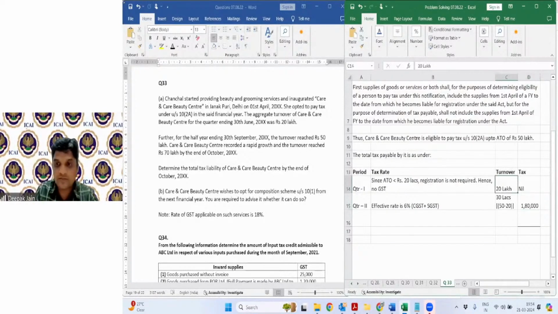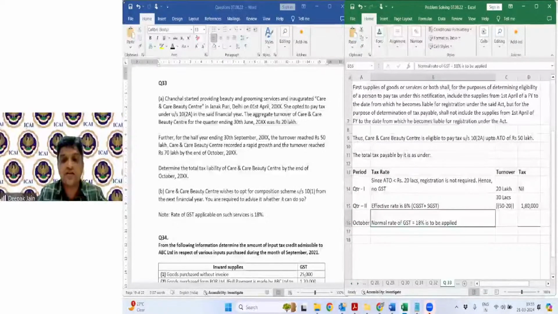1,80,000. Then October. September हो गया अभी. October एक ही महीने में 70 lakhs reach हो गया. अब 50 lakhs cross हो जाएगा, right? So then on the differential, she will have to convert into regular scheme and pay GST at 18%.